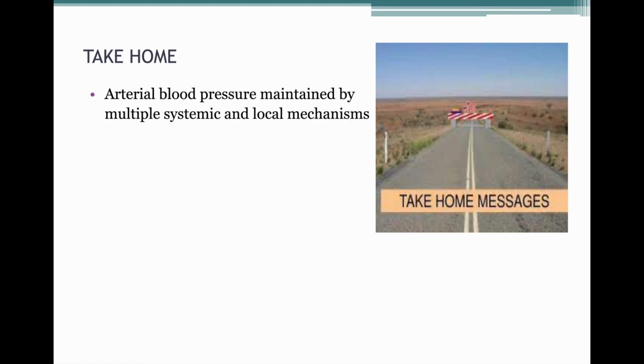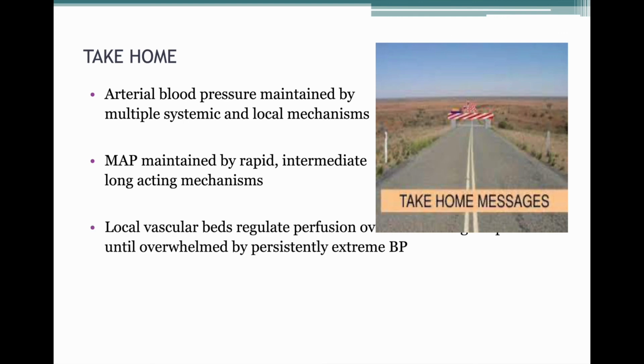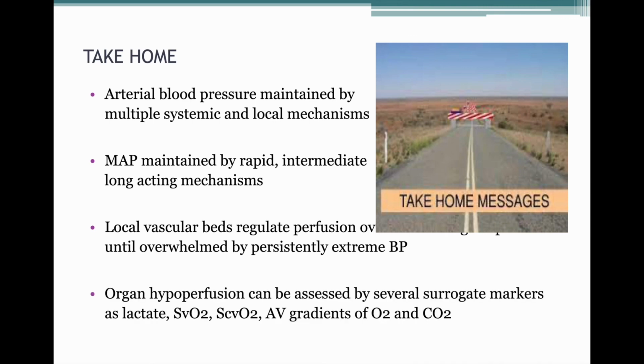So the take home message is that arterial BP is maintained by multiple systemic and local mechanisms, and even some yet unexplored. So the CNS also plays a great role in maintaining all this, not only your heart. So MAP is maintained by 3 mechanisms: rapid, intermediate, long acting. The local vascular beds regulate perfusion till they are overwhelmed by persistently extreme BP. Okay, so that means autoregulation works only within a certain limit. If BP goes below that or above that, it will fail to act.